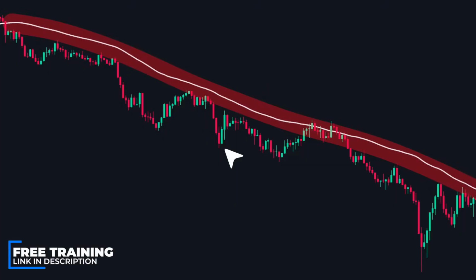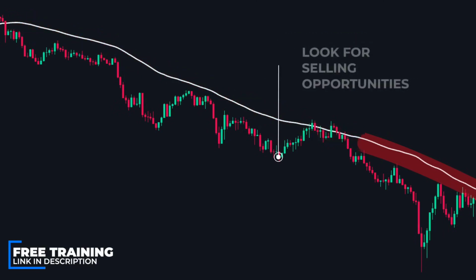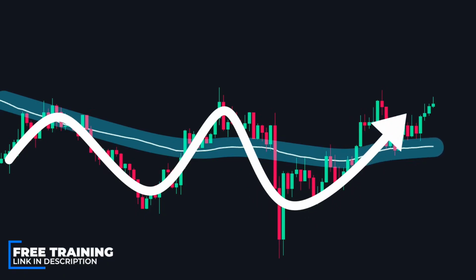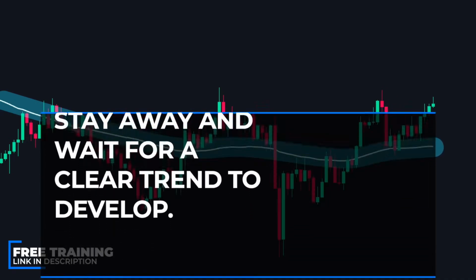Conversely, when prices persist below the moving average, it denotes a downtrend. In this context, traders are advised to pursue selling opportunities, thereby minimizing potential losses during bearish market conditions. In range-bound market scenarios, price fluctuations around the moving average complicate trend identification. During such periods, it is prudent for traders to exercise patience and await clearer trends before executing trades.